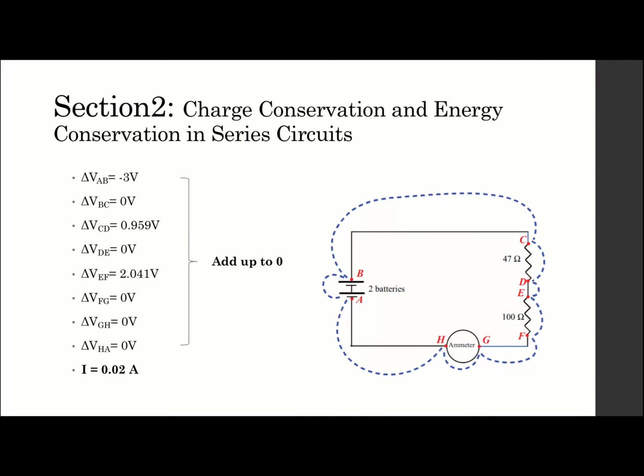In the next section of the lab, we focus on the charge conservation and energy conservation in series circuits. As shown in the graph on the right, the two resistors are placed in series, and I used the voltmeter to measure the voltage difference between different points from A to H. I always put the red lead of the voltmeter at the positive side and the black one at the negative side, so that the delta V adds up to 0. Also, the ammeter reads 0.02 amperes, which shows the current in the circuit.